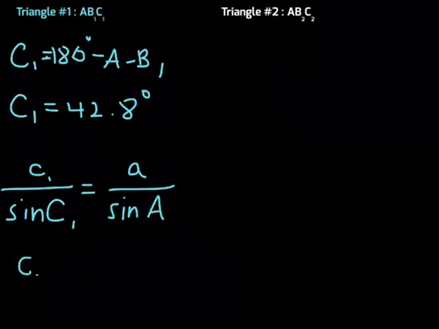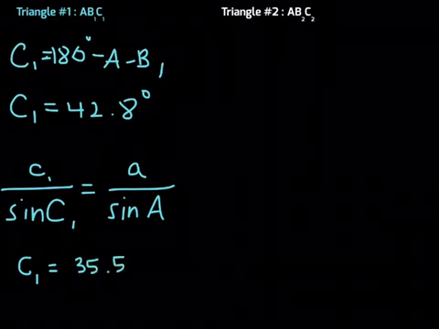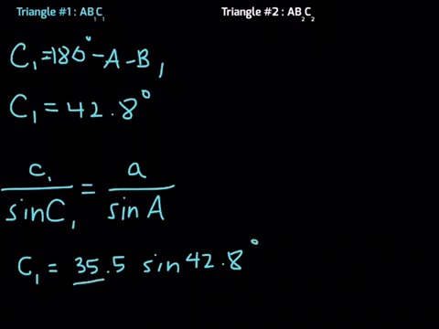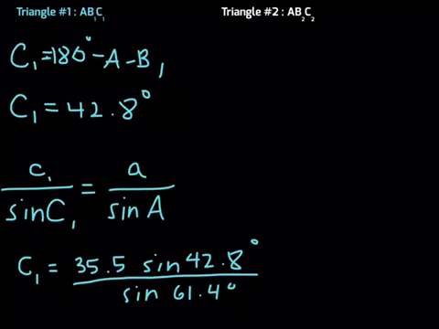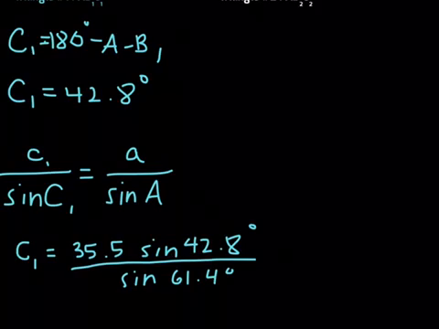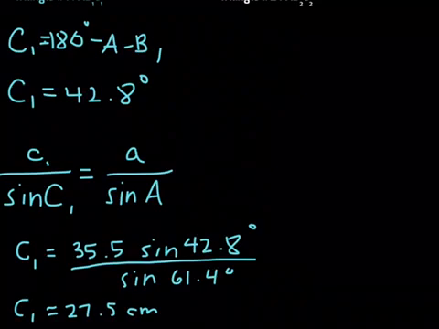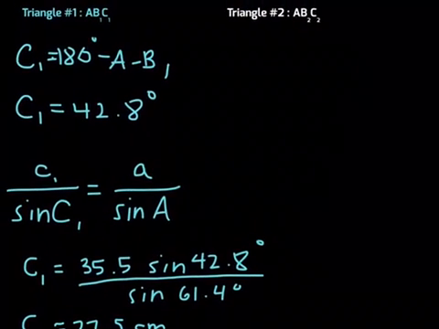So side C sub 1 will be equal to A, which is 35.5 centimeters, times sine of angle C sub 1, which is 42.8 degrees, all over sine of angle A, which is 61.4 degrees. Like that. Okay, so side C sub 1 is about equal to 27.5 centimeters is what I'm getting. Okay, all right, triangle number 1 is done, folks. We found the third angle here and the missing side length here. Okay, we have everything we need.